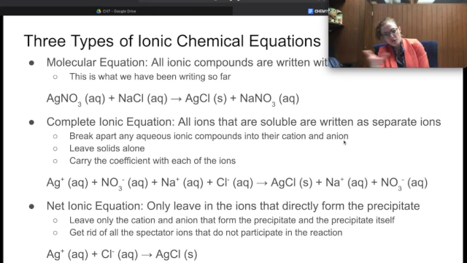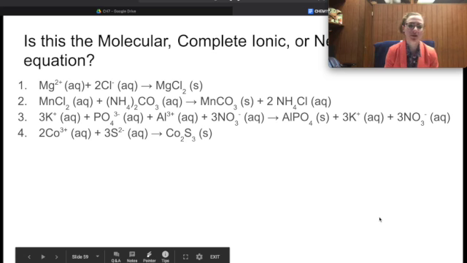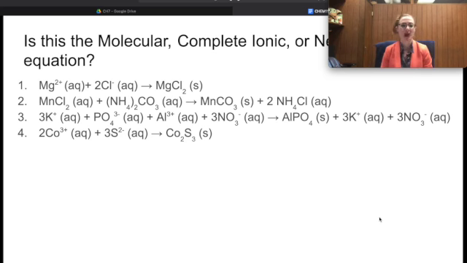Okay, so we're going to go ahead and get some practice working through some tips and tricks about how to determine if something is the molecular, complete, or net ionic equation. I'm going to take a look at the first one there on your screen. I have Mg2+ plus 2 Cl minus gives MgCl2. The big hint here for me is that this is likely a net ionic equation because it's so short.